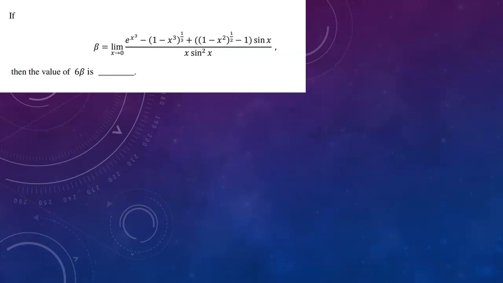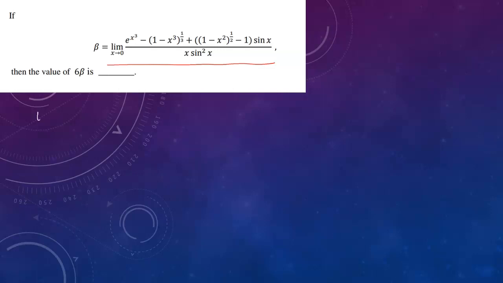So in this question, we have to find the value of 6 beta, means 6 times the value of this limit. First of all, I have to give some binomial expansions, and also one concept related to this which will be used in this limit.